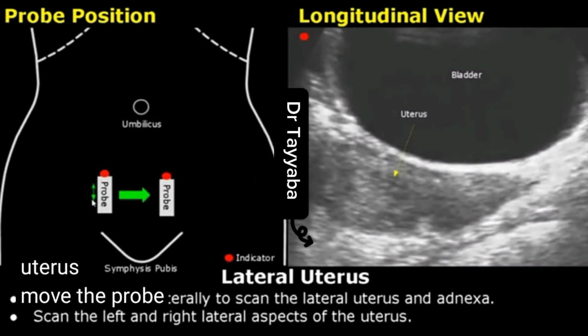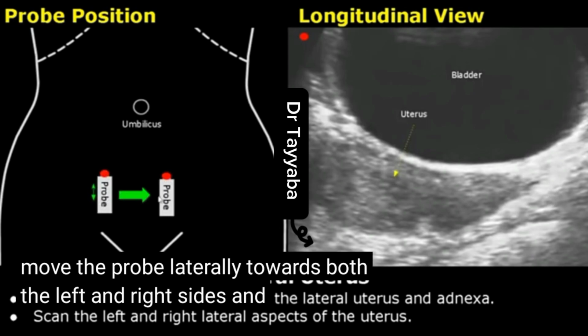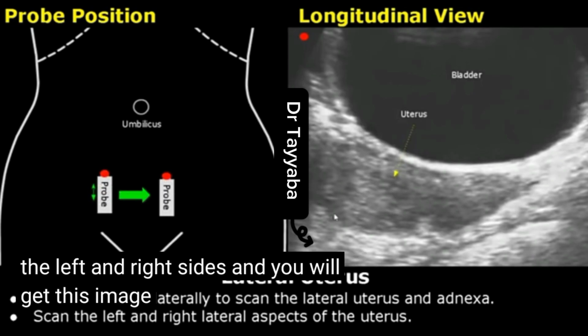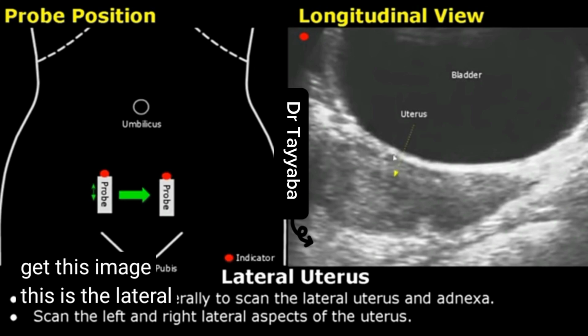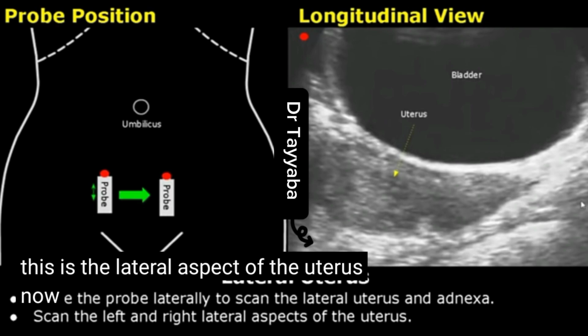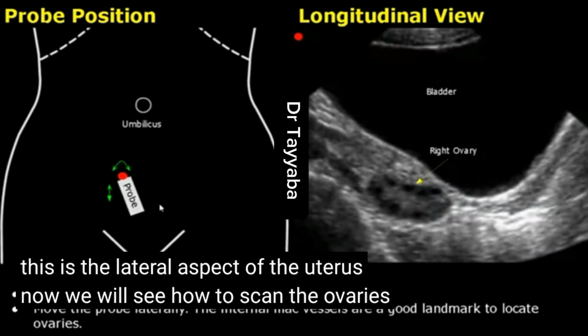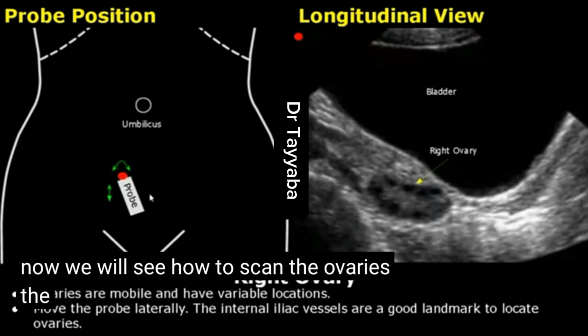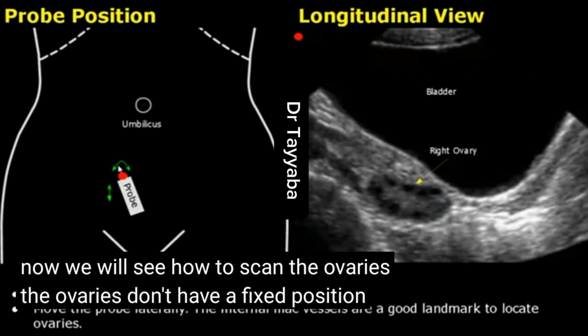To scan the lateral aspects of the uterus, move the probe laterally towards both the left and right side and you will get this image. This is the lateral aspect of the uterus. Now we will see how to scan the ovaries.